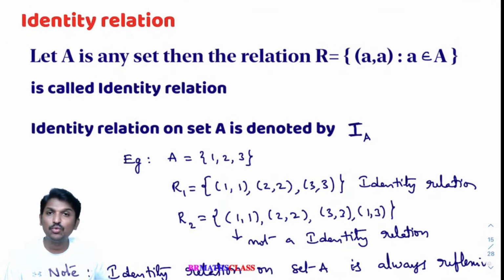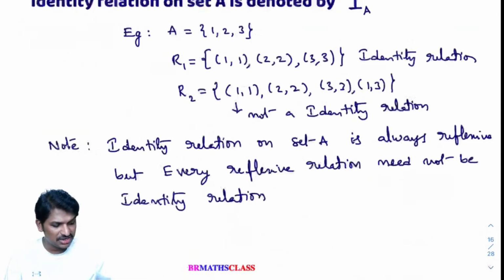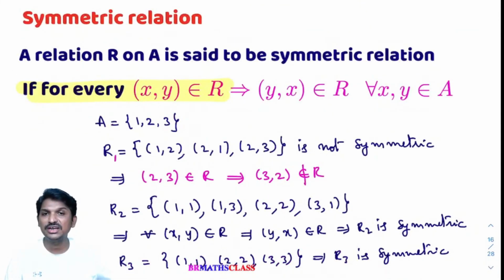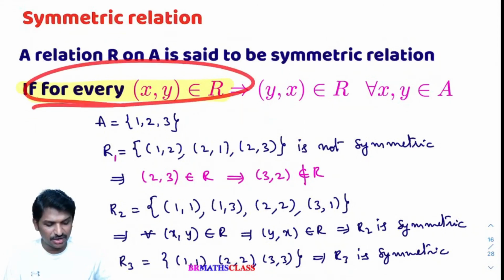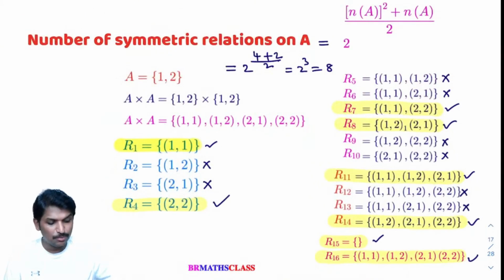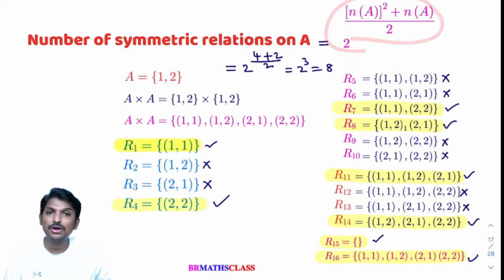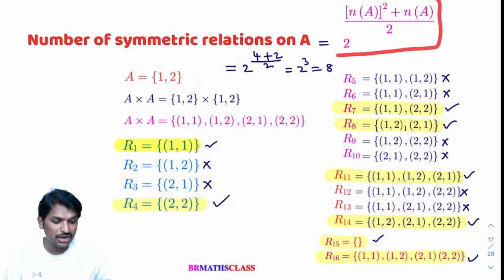Next, you learned what an identity relation is. In an identity relation, all ordered pairs must be like this only, and you learned the difference between identity relation and reflexive relation. Next, you learned what a symmetric relation is. For every ordered pair x comma y belonging to R, if y comma x also belongs to the relation, then we say that relation is a symmetric relation. Next, you learned the number of symmetric relations formula. The formula is 2 power n of A whole square plus n of A, divided by 2.